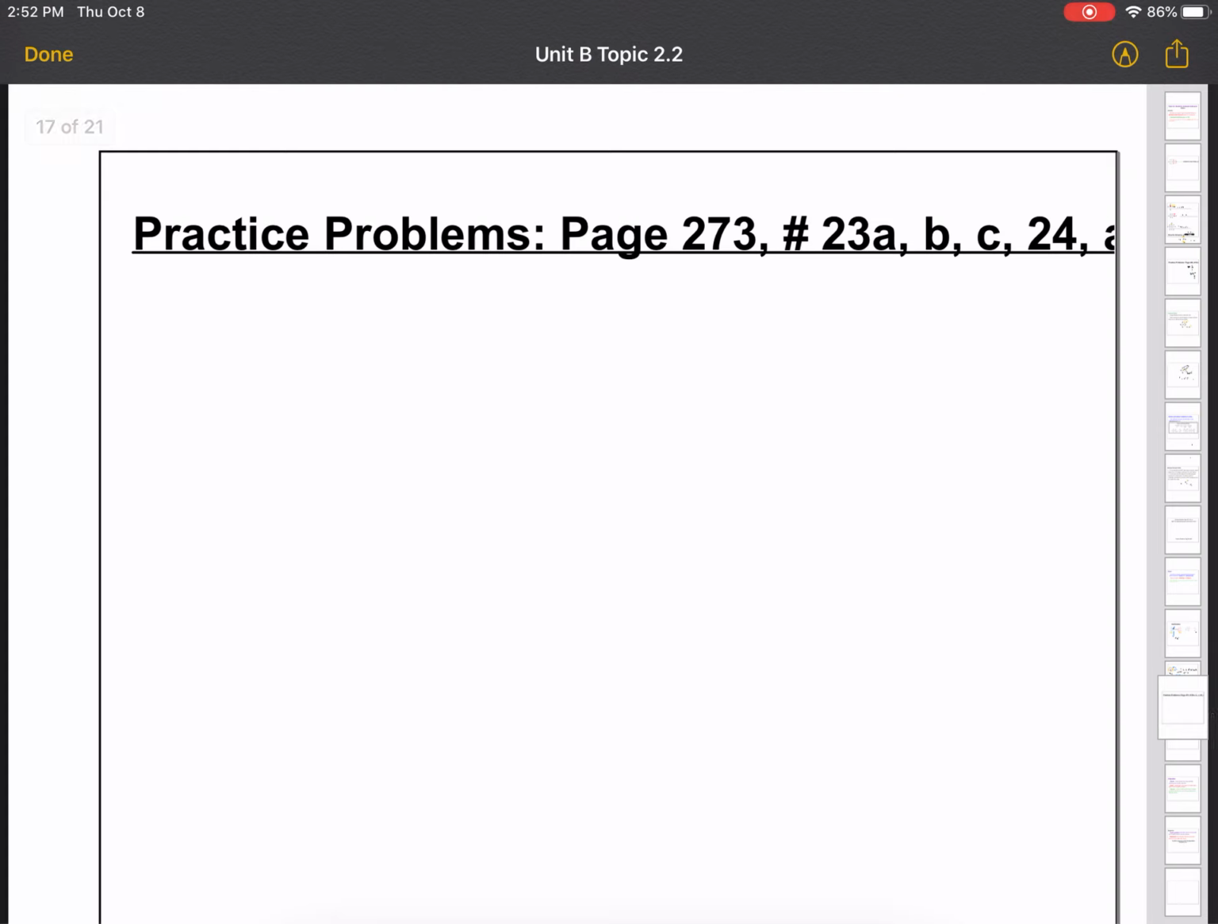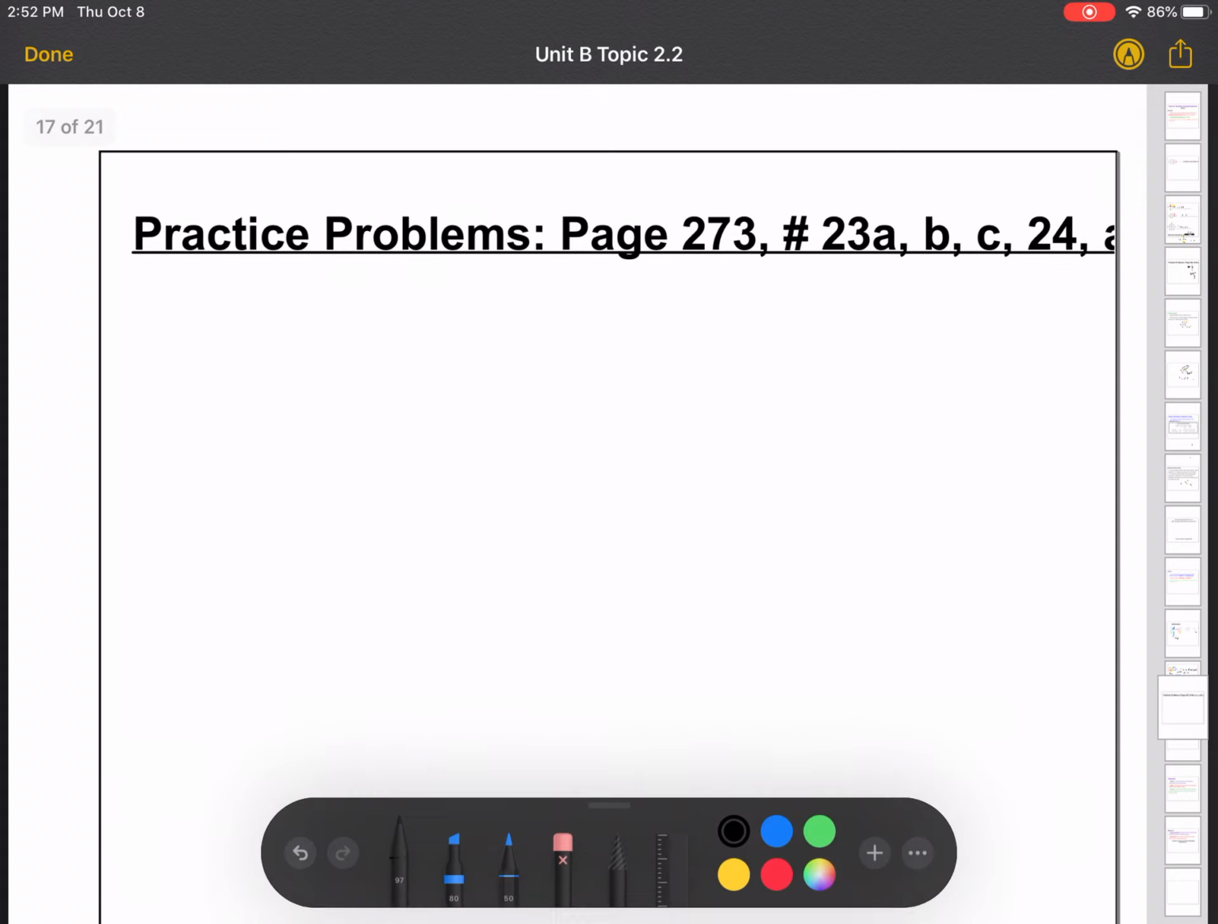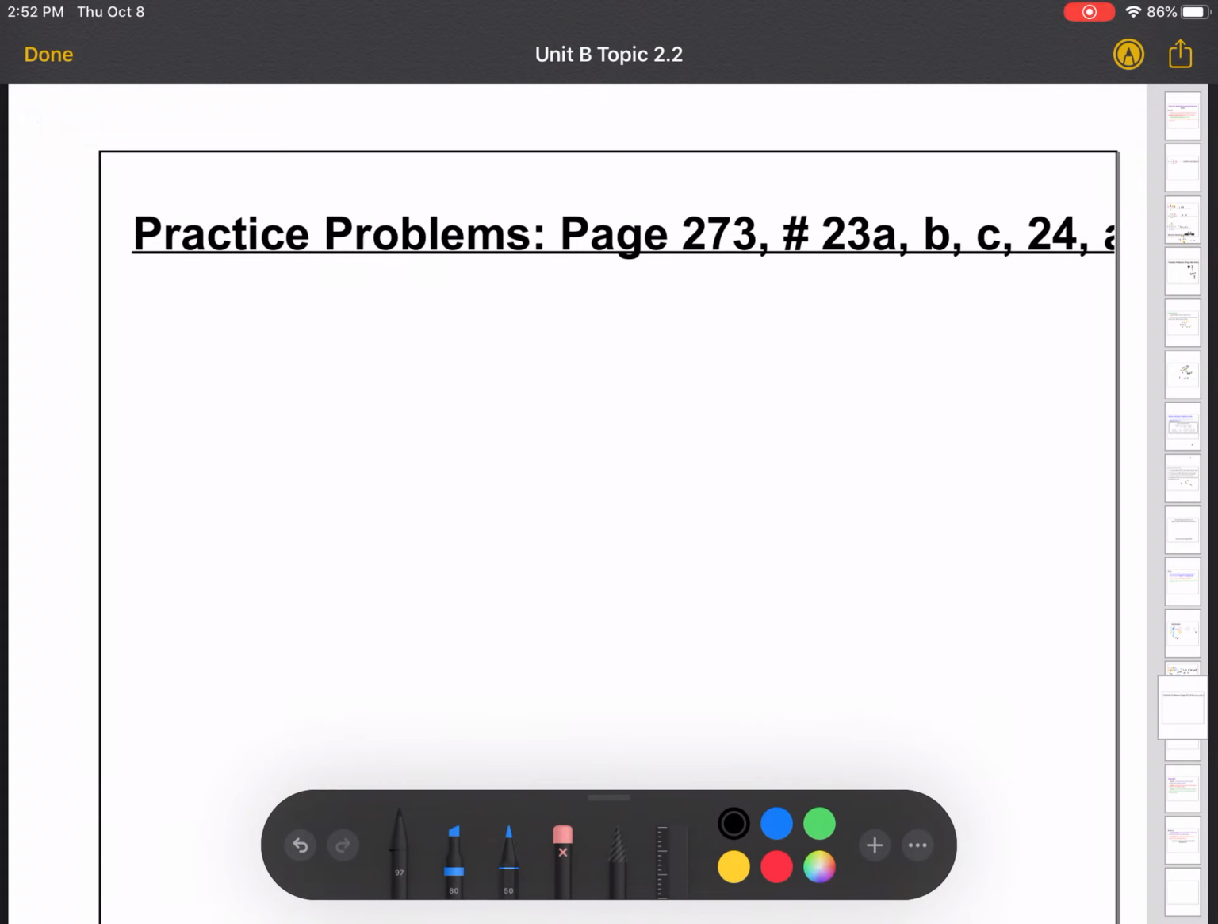So that brings us to the questions it wants you to do. It says here that it wants you to do page 73, question number 23, A, B, C, and then also question 24, A and B. So it's cut off there, but I'll write this. So question 23, A, B, C, and then it also wants you to do question 24, A.